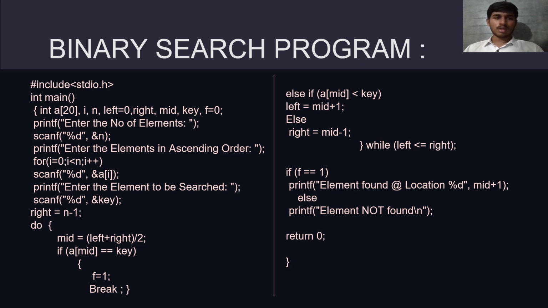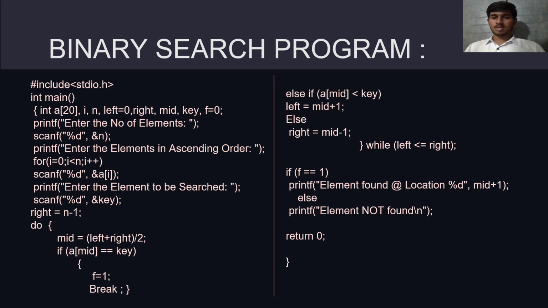First we include the stdio.h, which is standard input output. Then we declare the int main, and we declare all the variables we require. First we create an array of 20 elements, and we declare i and n, which are variables. We declare left is equal to 0, right and mid, where left and right are the high and low values, which are above and below the element we want. And mid is a new value.